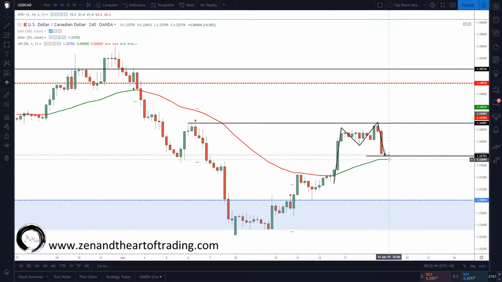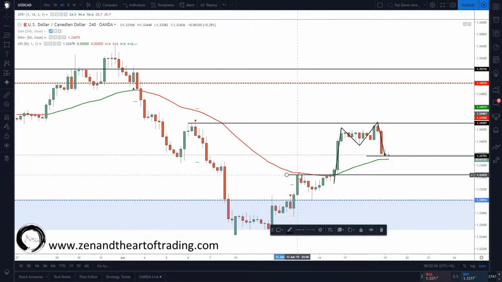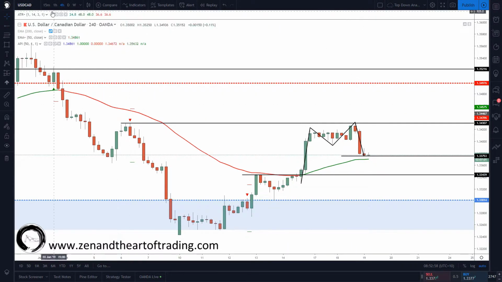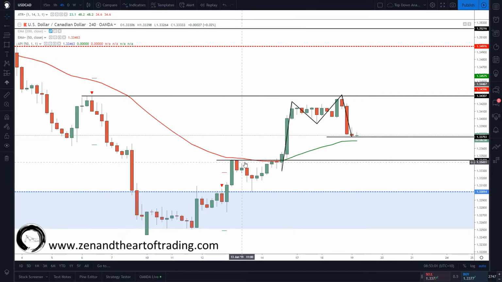If price gets below this 4 hour 50 moving average, then yeah, we've got to watch out for a test of this previous resistance in trend on this time frame, the 4 hour time frame. This will be a significant level. So yeah, I don't know.